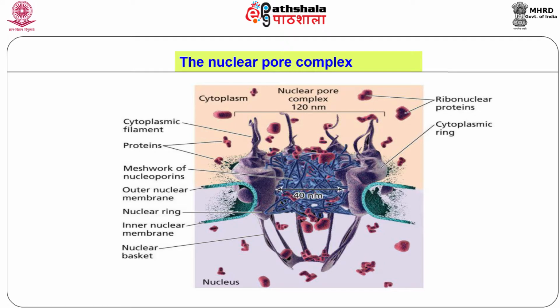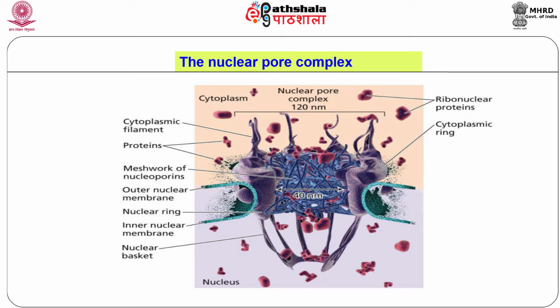Rod-like fibrils that extend from the cytoplasmic ring into the cytoplasm are called cytoplasmic filaments. Fibrils extending from the nuclear ring form nuclear basket. The filaments extending from the nuclear basket link neighboring nuclear pore complexes together. The pore, or the central portion of the nuclear pore complex, is about 40 nanometers in diameter and is composed of unstructured meshwork of nucleoporins.